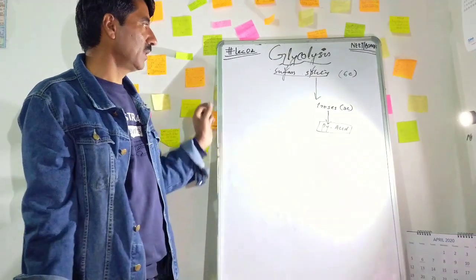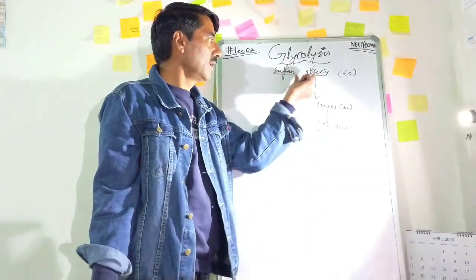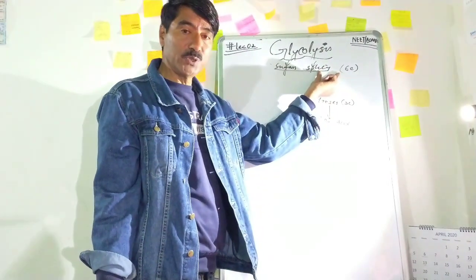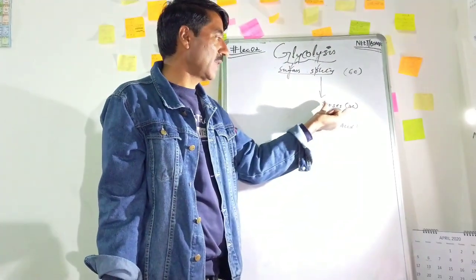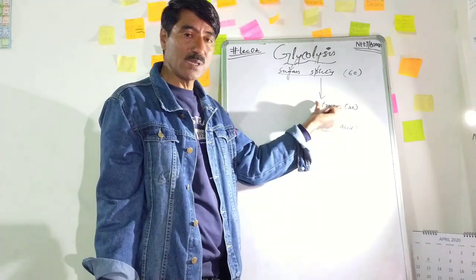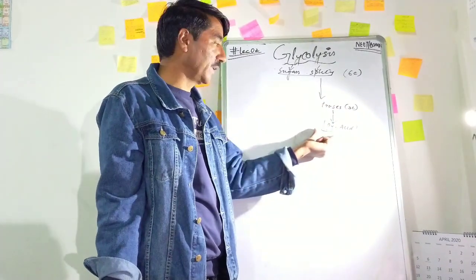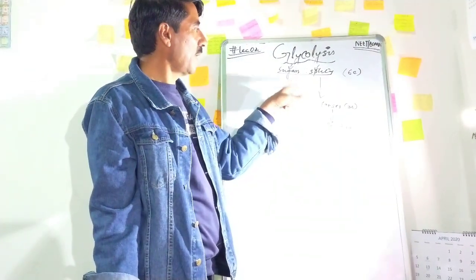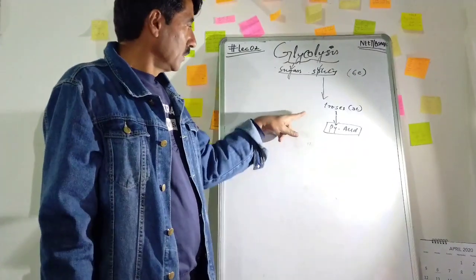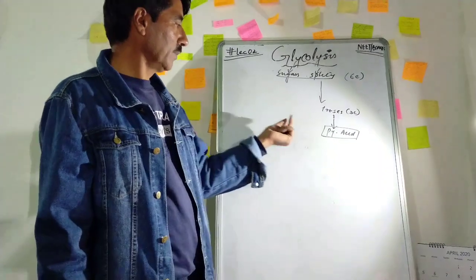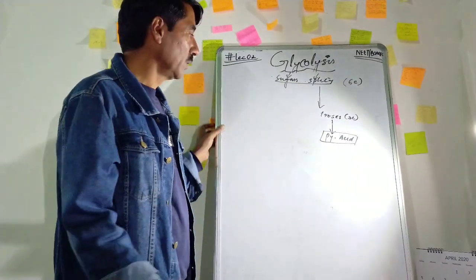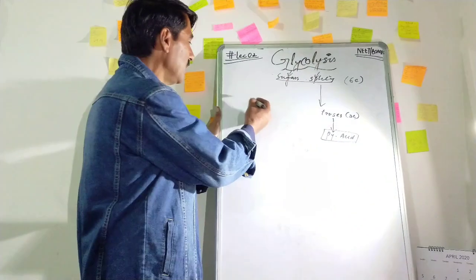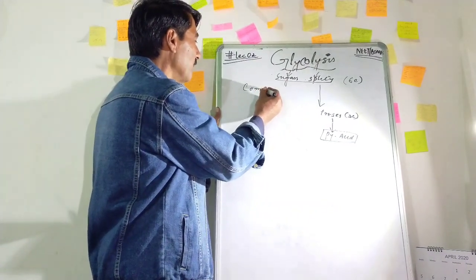So overall we see that in glycolysis there is a split of hexose sugars, 6 carbon sugars, into trioses, that is 3 carbon sugars. Then these trioses get converted into pyruvic acid. Since this pathway is common, it is found in both anaerobic and aerobic respiration. So this pathway is also known as the common pathway.